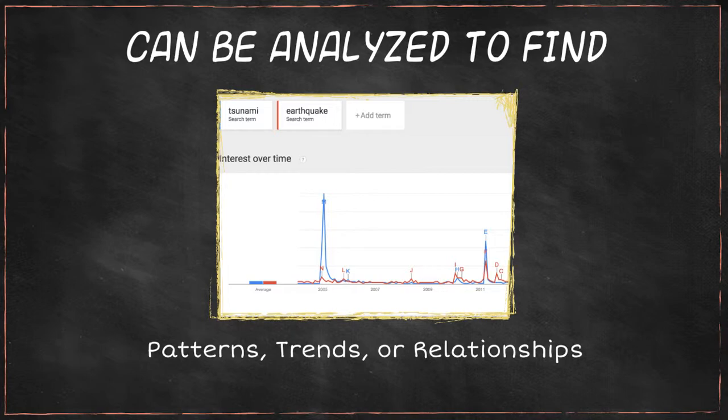Well, you want to ask your students, why might that be? Why might it be that when the population is searching for the term earthquake, they are doing so at a very close time to when they are also searching keywords like tsunami?